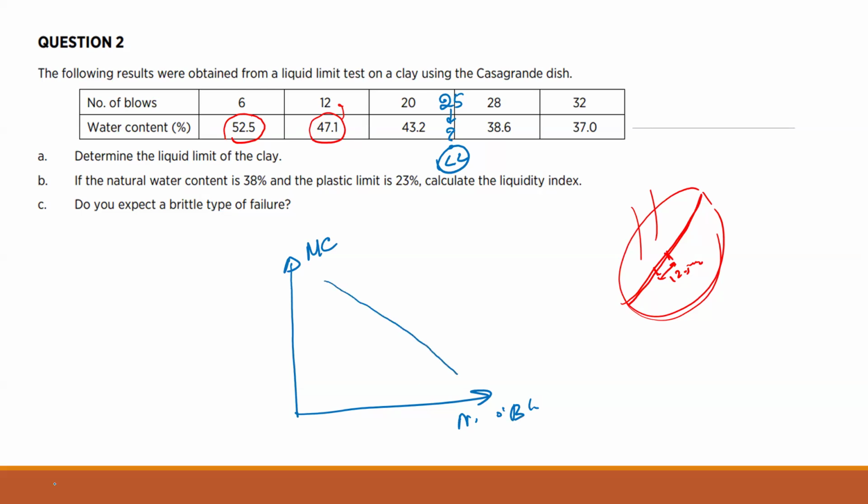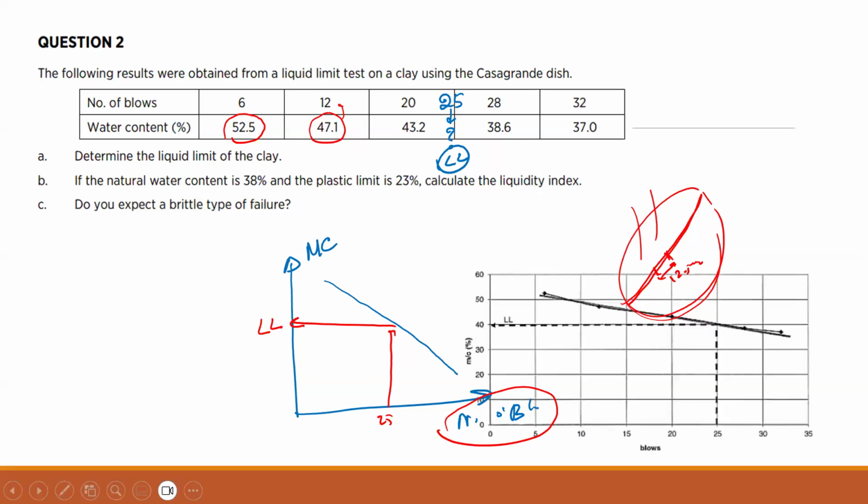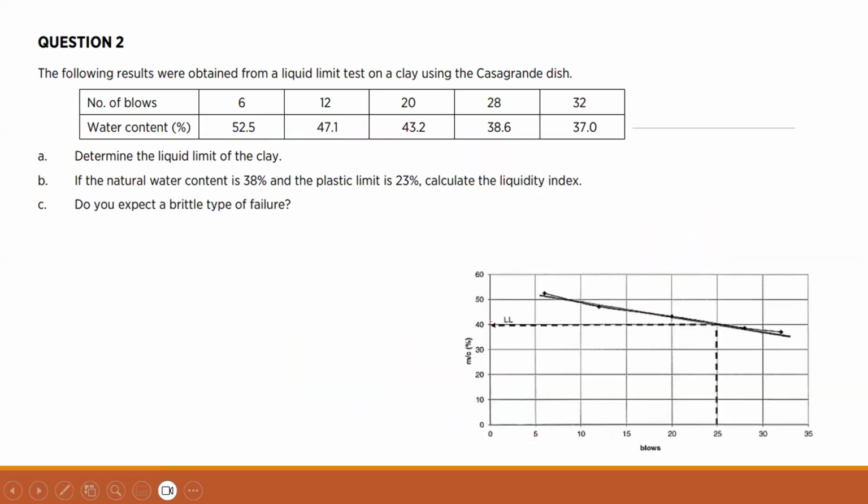If we don't get a straight line, what we need to do is convert the x-axis to log scale. But in our case, I think when you plot it, you get a straight line. So corresponding to 25 on the x-axis, you can find this moisture content, that will be your liquid limit. So this is the graph and your liquid limit is 40%. So they are asking you to find the liquid limit, that will be 40%.